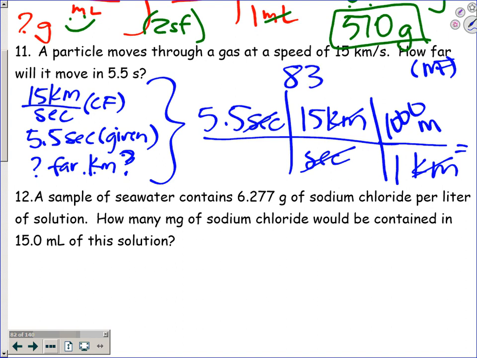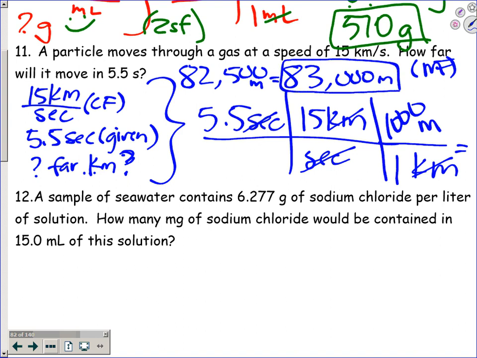82,000. And that's after rounding. So it was 82,500-ish, right, meters first. And why did you round to 83,000? We only have 2 sig figs, right? So this little particle of gas, which is flying around your head right now, in 5.5 seconds moves 83,000 meters. Holy moly, right? Wish you were that fast. But gas particles are high in kinetic energy, so they do travel that quickly.